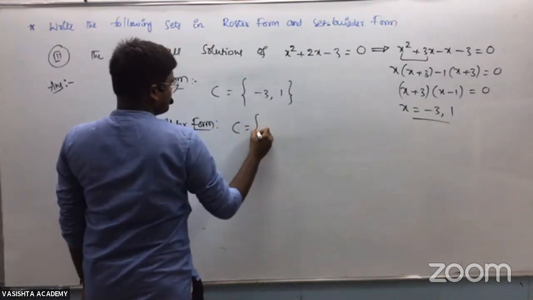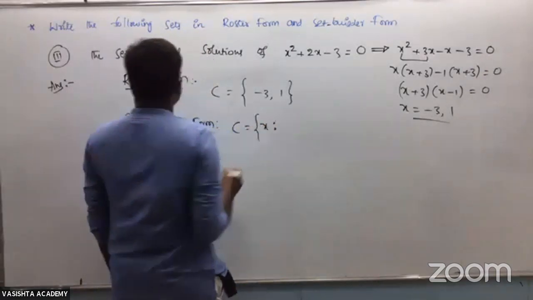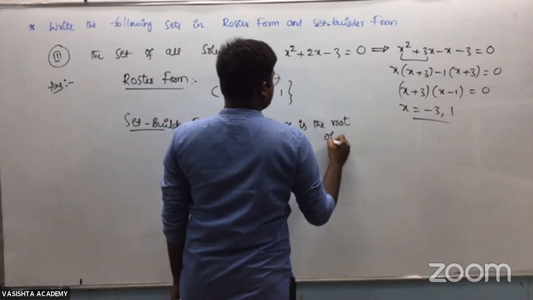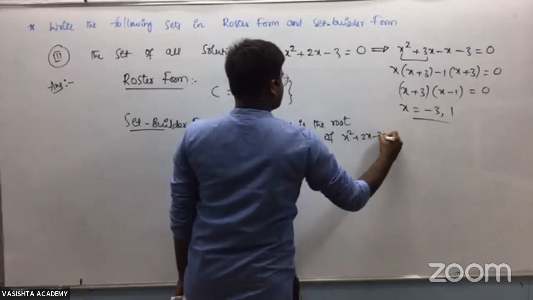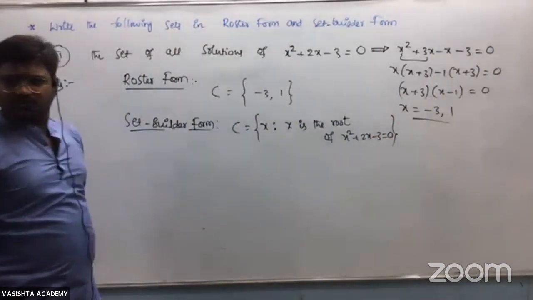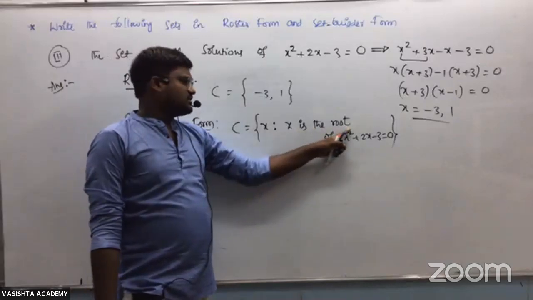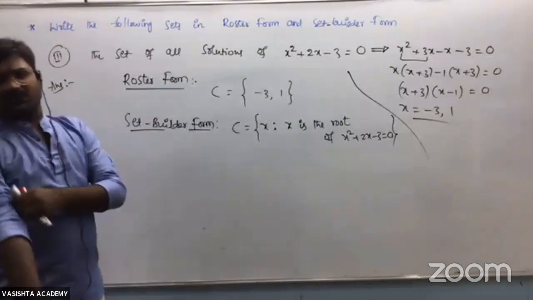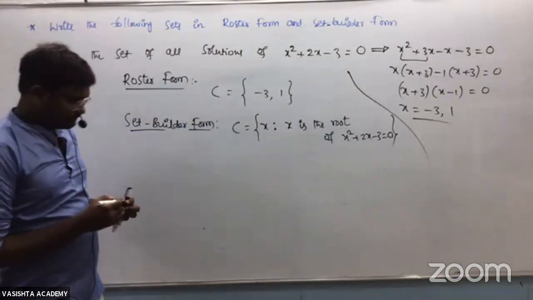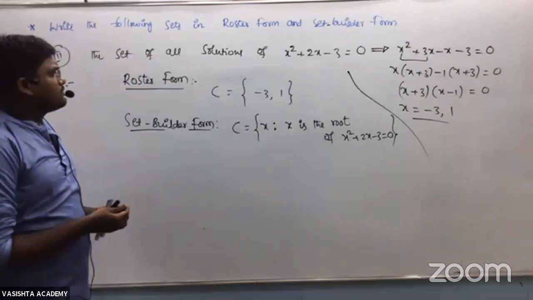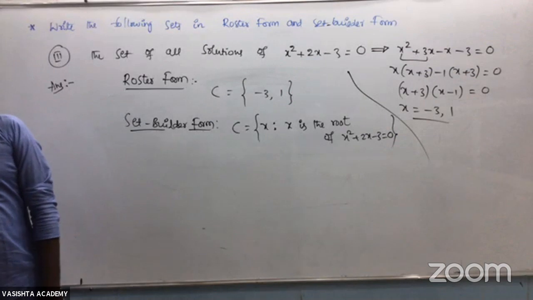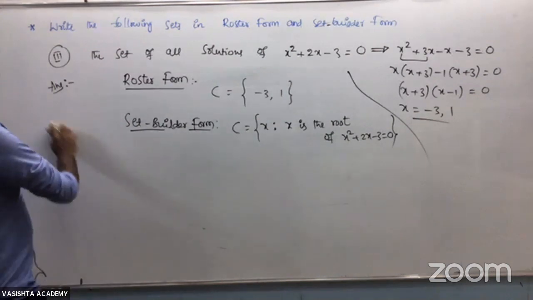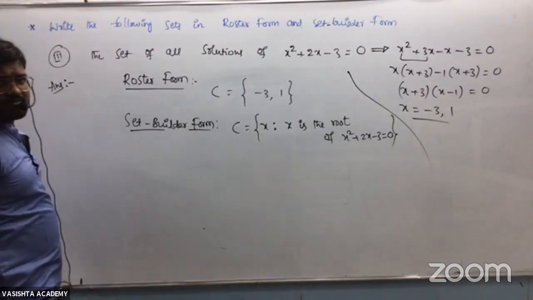What about set builder form? We'll just write it like this: x such that x is the root or solution of x square plus 2x minus 3 equal to 0. x such that x is a root of x square plus 2x minus 3 equals 0. I hope it is clear to everyone. Fine. Now, I'll give you one more question. Now tell me the answer. Can I erase this?